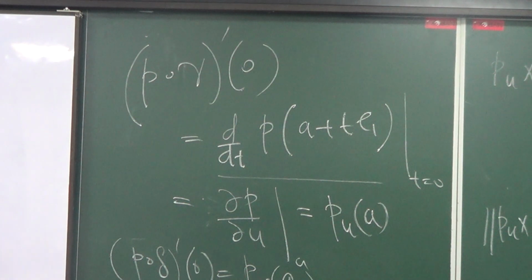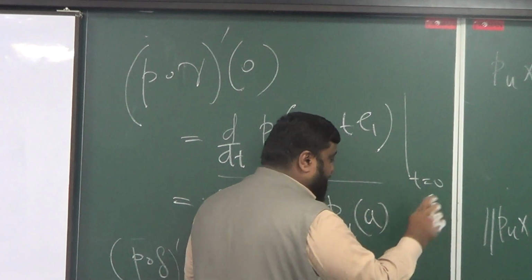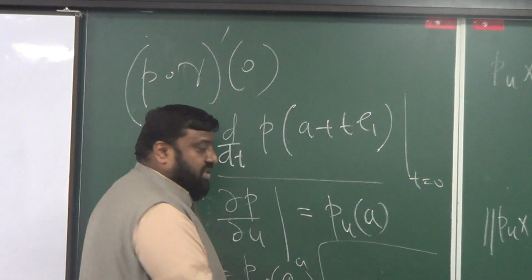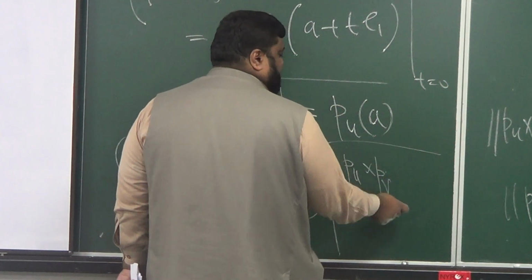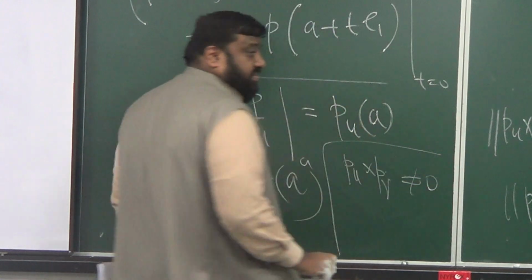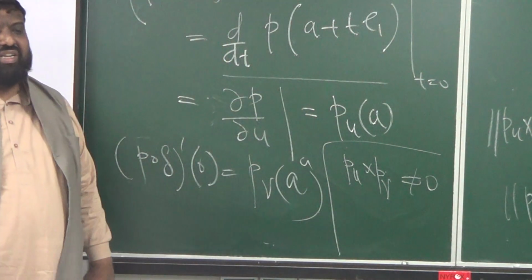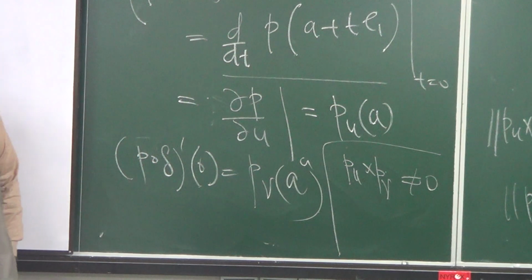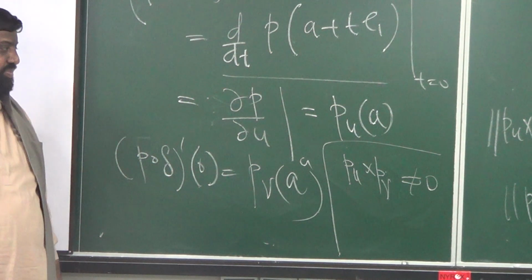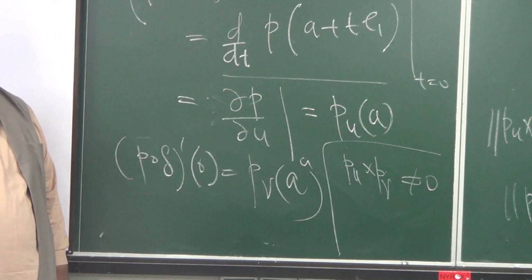Now, keeping this in view, what would be the interpretation of PU cross PV? That is the condition that defines a surface. Your P is going to define the surface if PU cross PV at all points of the domain must be non-zero. Non-zero or zero? Non-zero it must be. So what would be the meaning of it? How are you going to interpret it? Now I know that PU and PV are tangent vectors. If they are tangent vectors, these two tangent vectors must be linearly independent of each other.